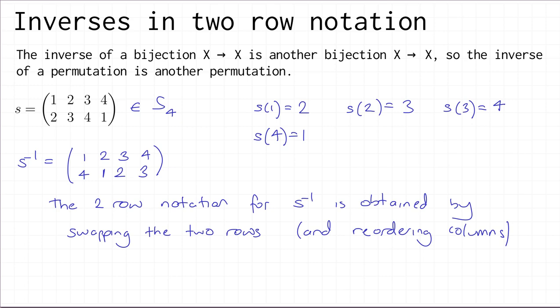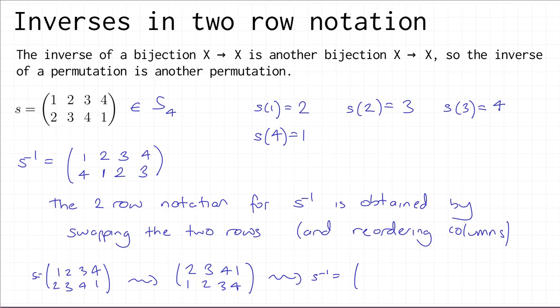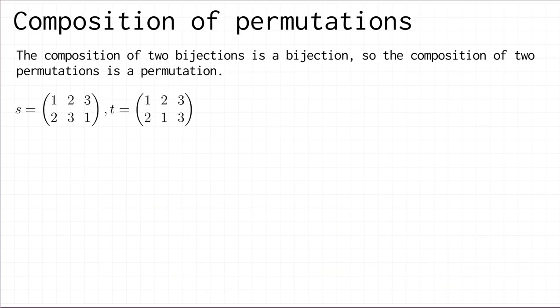And you can see how that would work in our example. If we start off with s, which was 1, 2, 3, 4 over 2, 3, 4, 1, and if we then swap the rows, I've got 2, 3, 4, 1 over 1, 2, 3, 4. Now if I reorder the columns so that they're in the correct order on the top row, I would have 1, 4 first, and then 2, 1 next, and then 3, 2 next, and then 4, 3 last. You can see that really is what we got when we actually worked this out from scratch. Okay, so that's how we can find the inverse of a permutation when it's given to us in two-row notation.